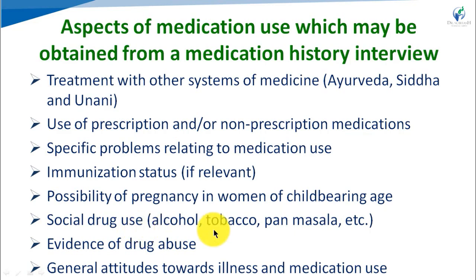Then social drug use. अगर कोई patient alcohol, tobacco or any pan masala use कर रहा है, so we can have knowledge about this, or that can be included into the medication history interview. Then evidence of drug abuse. मतलब कोई illicit product, controlled medicine, अगर patient he is using such a product, then also we can have the evidence about the drug abuse. Then general attitudes towards the illness and medication use. So these are, we can say, the aspects of medication use that can be obtained from a medication history interview.